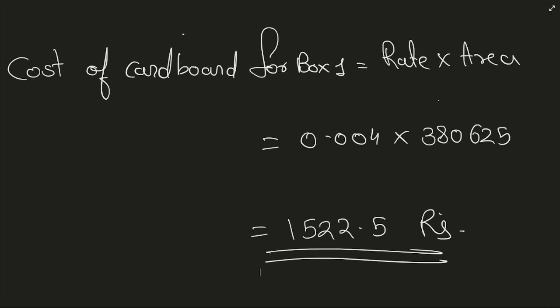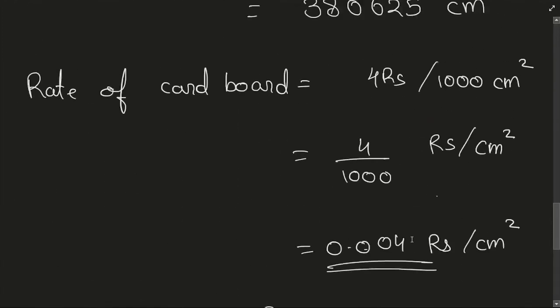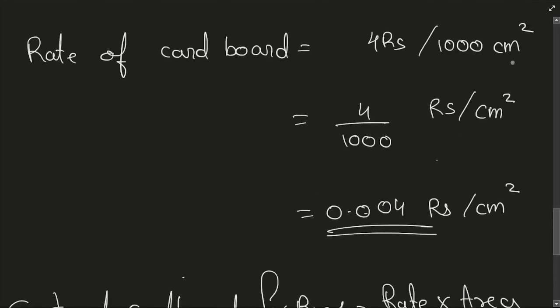Can you teach the last part one more time? Converting. I have not converted. Acha, this one. See, rate of cardboard was 4 rupees per 1000 centimeter square, right? You can also write 4 upon 1000 rupees per centimeter square. So if you solve it, you'll get 0.004.